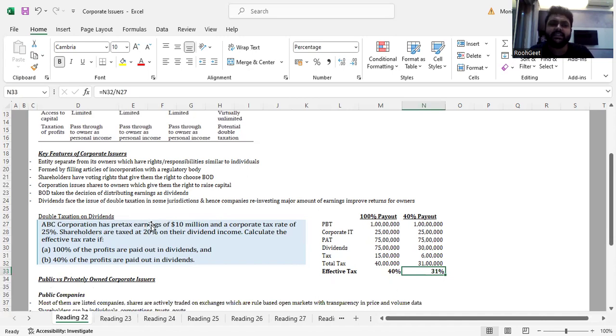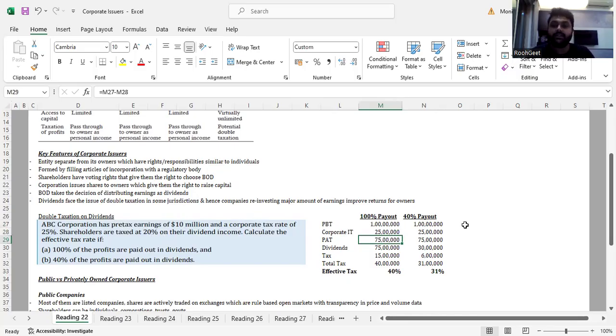Now let's look at this example. ABC Corporation has pre-tax earnings, basically PBT, of 10 million, which we wrote, ठीक है, and a corporate tax of 25%. तो 1 करोड़ का फॉर एग्जांपल पीबीटी है तो उसके पे 25 लाख का टैक्स लगेगा, कॉर्पोरेट इनकम टैक्स.